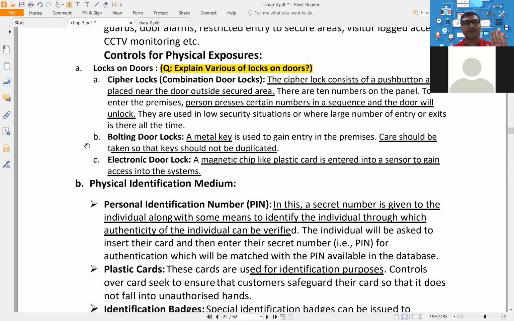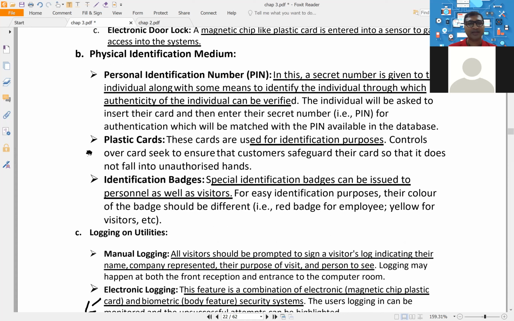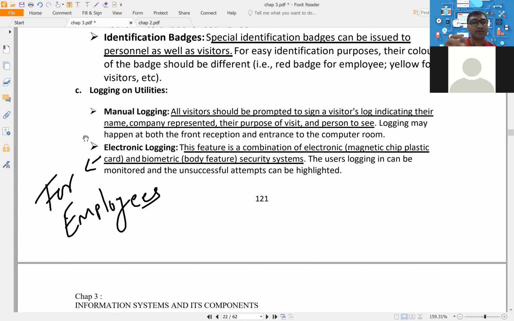Okay, if you remember, a combination lock, then numbers will be there, you put the number and unlock the door. Or bolting, lock and key. Electronic door lock is nothing but a swiping card, correct? Apart from that, you require a PIN number. Plastic card, which is nothing but one form of identification, which will identify the person who is using such kinds of cards. Okay. Logging, here first time I told you that log, L-O-G, log is nothing but to record.